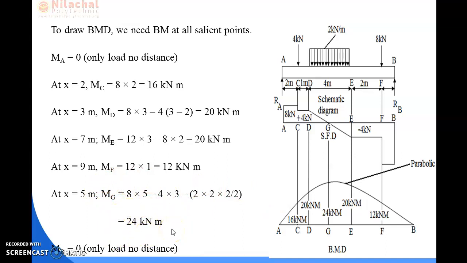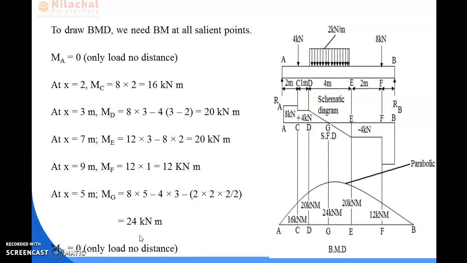As I told you, at the point of zero shear force, the maximum bending moment will occur. So you can see that among the bending moments at all the points, 24 kilonewton meter will be the highest value of the bending moment. So now we can draw the bending moment diagram according to each salient point present in the beam.